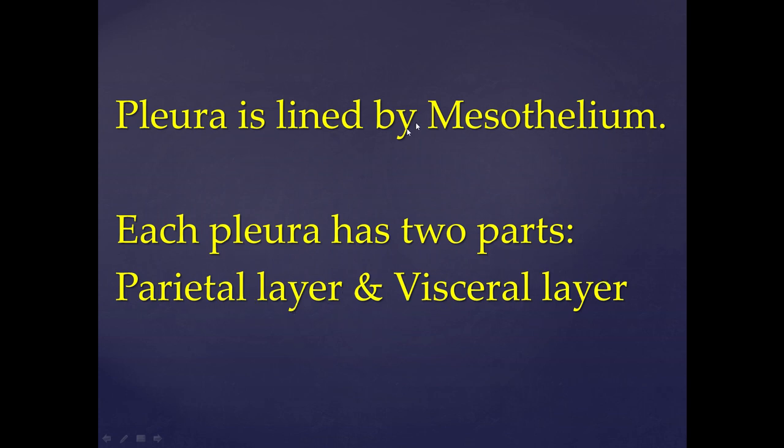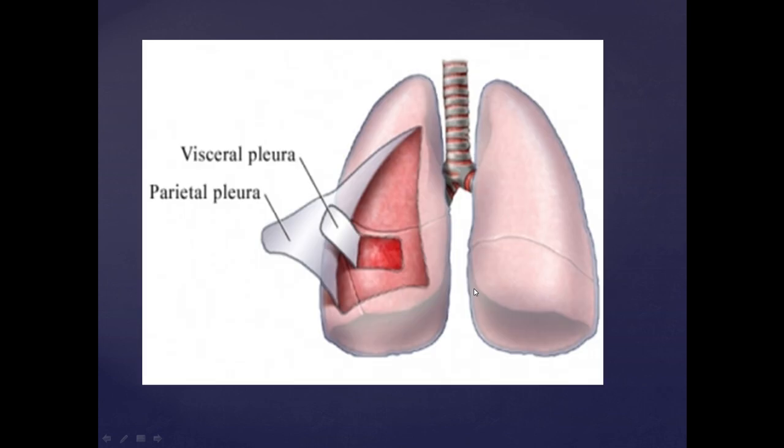Before that, I just want to add one more thing about mesothelium. It provides a slippery, non-adhesive and protective surface for lungs. Now, pleura is further subdivided into two parts, parietal pleura and visceral layer. So if we see the lungs, this is the trachea, the coverings of the lungs. This is the parietal pleura, which is the outer layer, and here is the visceral layer or visceral pleura.